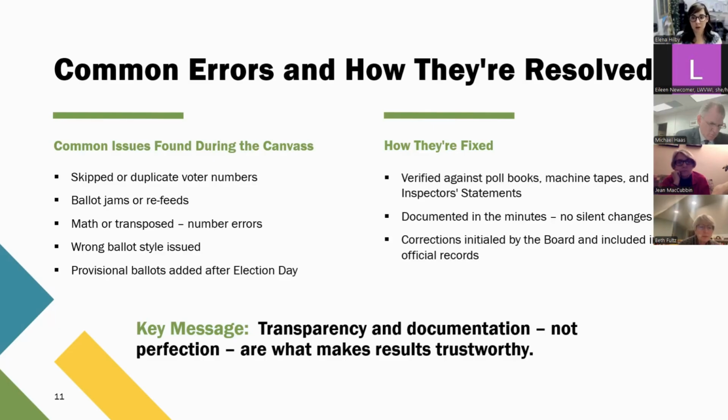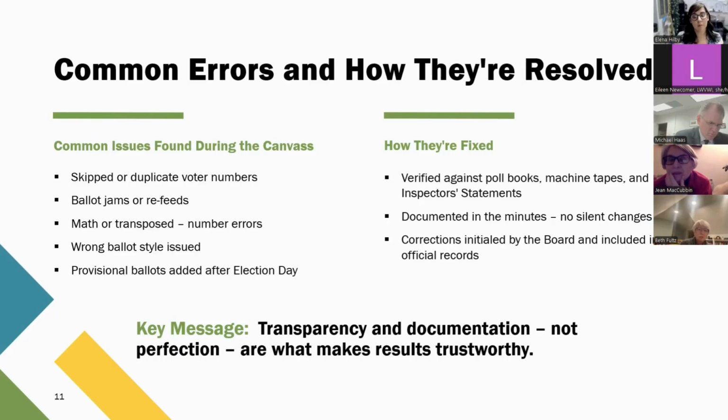Ballot jams or refeeds. A ballot might get caught in the tabulator and run through again when it was already counted. The inspector's statement and the machine tape will show what happened so that the board can confirm that the count is correct. There can be math or transposed numbers. A simple switch between digits, like 43 recorded as 34. The board can verify the correct number from the tapes and initial the correction in their minutes.